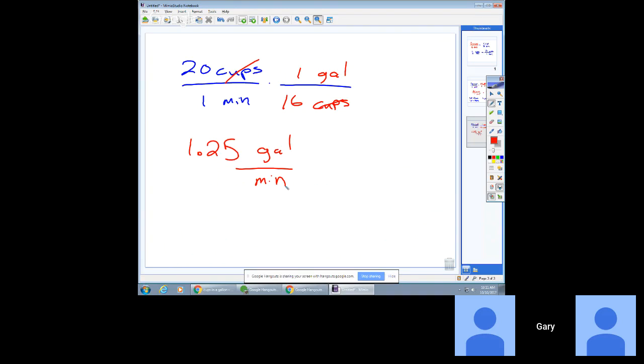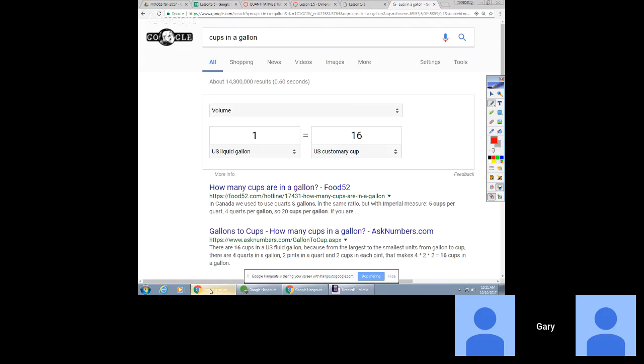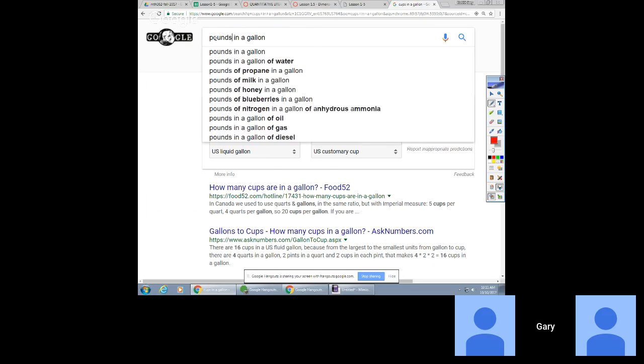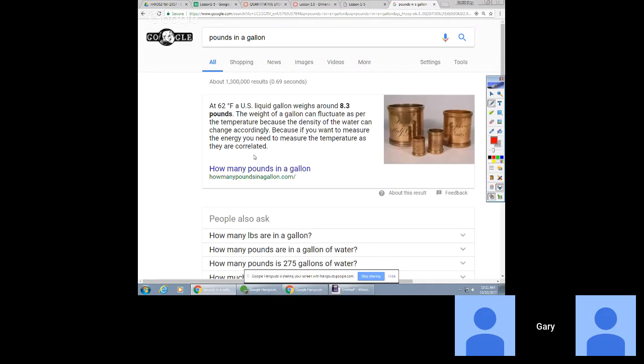A gallon's a pretty darn big thing of water. How much does a gallon weigh anyway? It's like 8 pounds. 8 pounds in a gallon? All right, let's see. How about pounds in a gallon? You're right, yeah. At 62 degrees Fahrenheit. Yeah, that matters. Also, it matters whether it's at sea level or not.